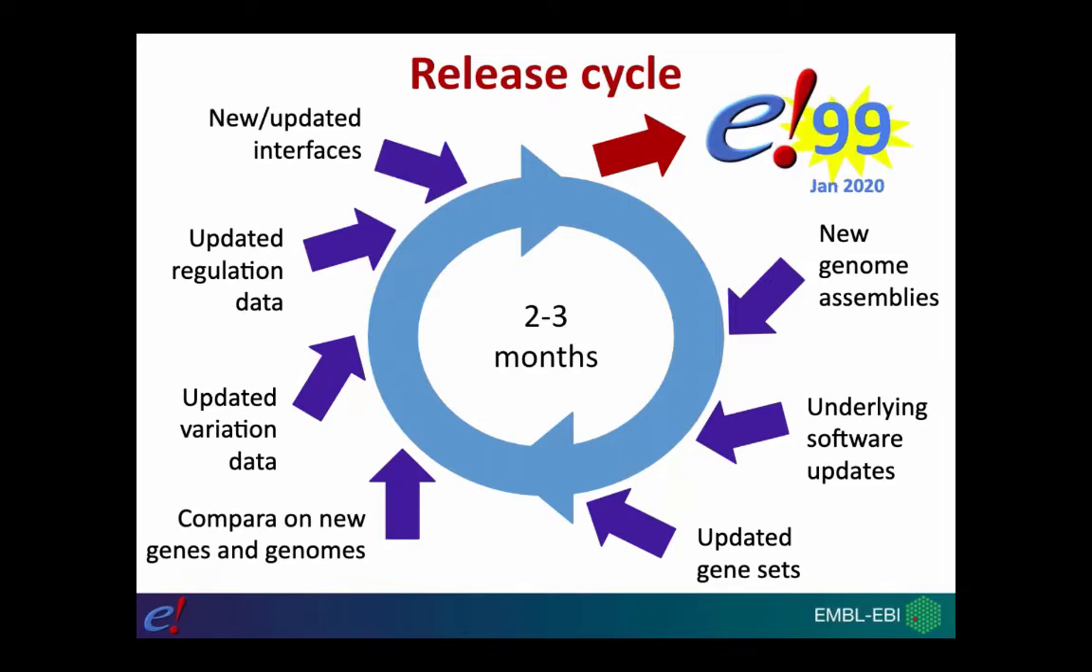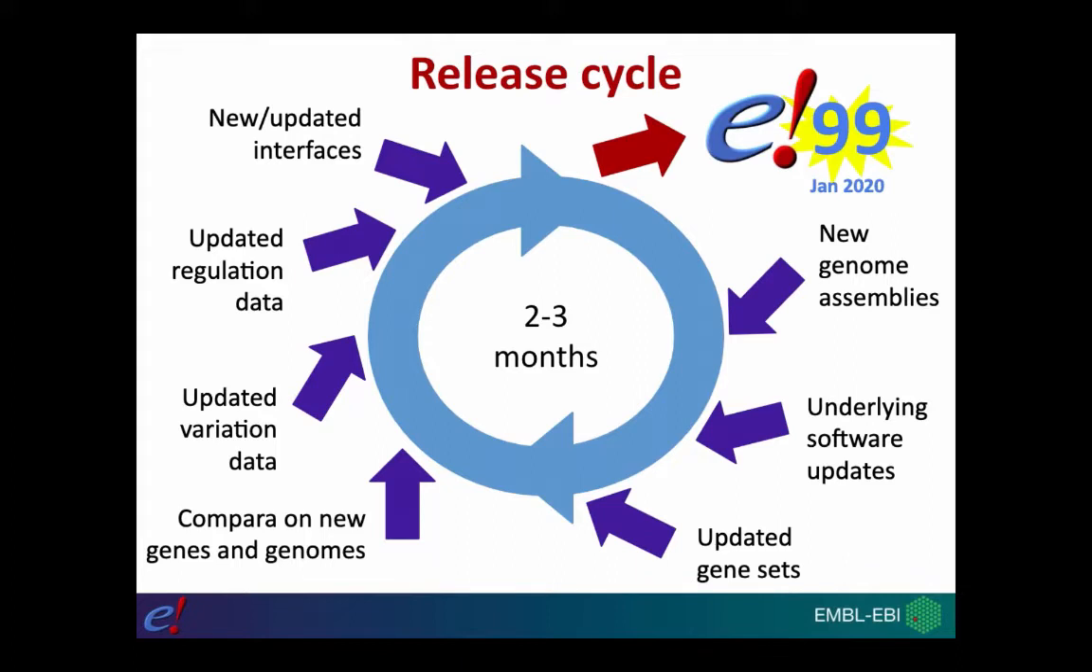And in the few months that followed that, we looked for new genome assemblies, and we updated some underlying software. We reperformed some of our different analyses, so we updated our gene sets, we reperformed our comparative genomics, updated variation data and the regulation data, for example, and we packaged that data all up and we released it as Ensembl 99 in January of this year. So Ensembl 99 is the current version of Ensembl that contains all of the most up-to-date data, but we do hope to release Ensembl 100 in just actually a few weeks.